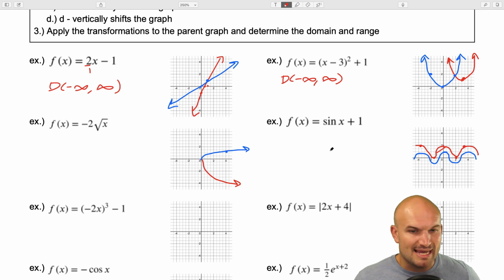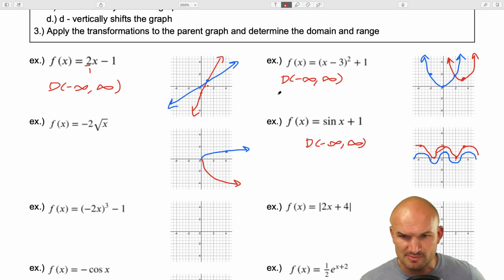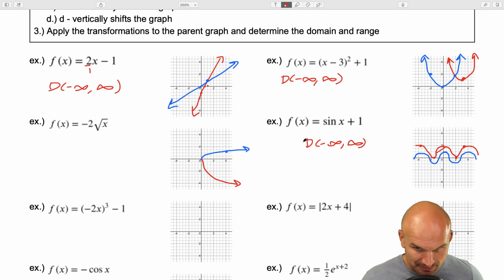Now, when we look at the domain, it doesn't look like there's any discontinuities, does it? So the domain here is -infinity to infinity. Oh, I said find the domain and the range. Excuse me. Sorry about that. I'm going to have to go back.